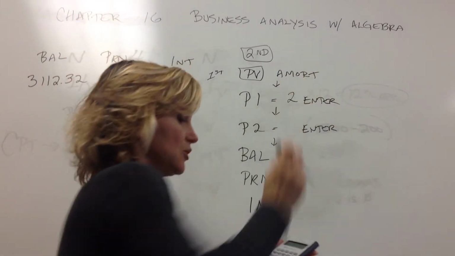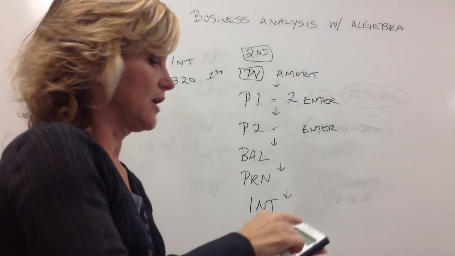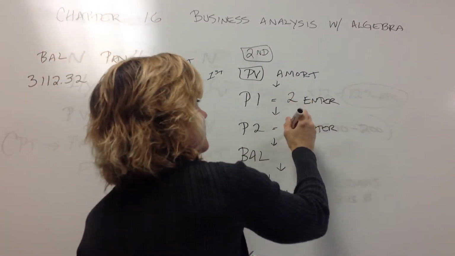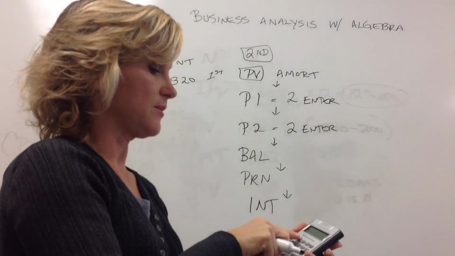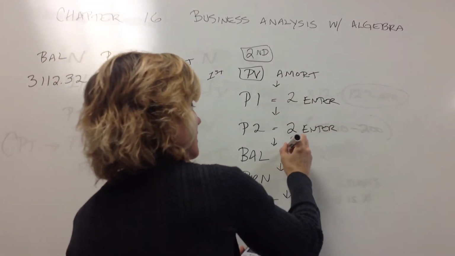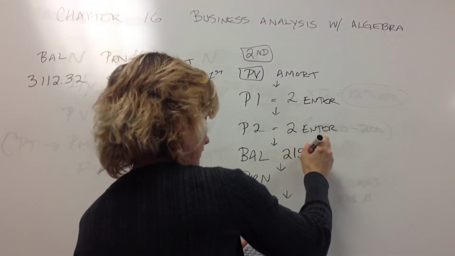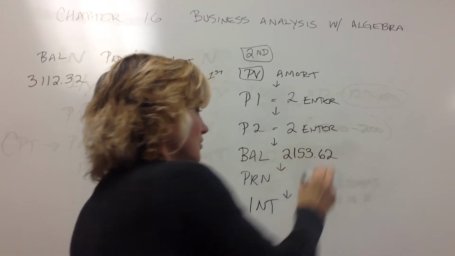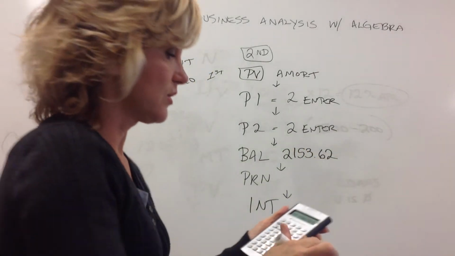I'm going to push in 2 and push the enter button. Arrow down, I want my P2 to be equal to 2. I'm isolating just that second payment. So 2 and then push enter and then just arrow through it. Then it tells me my balance goes down to $253.62. Arrow down one more time.